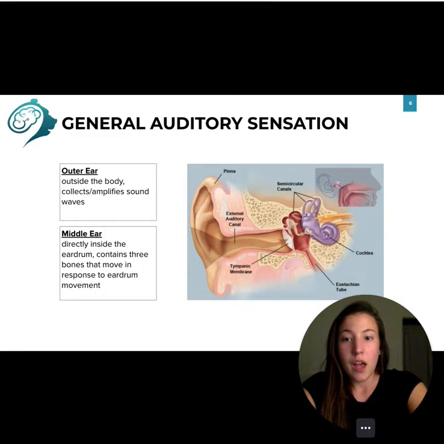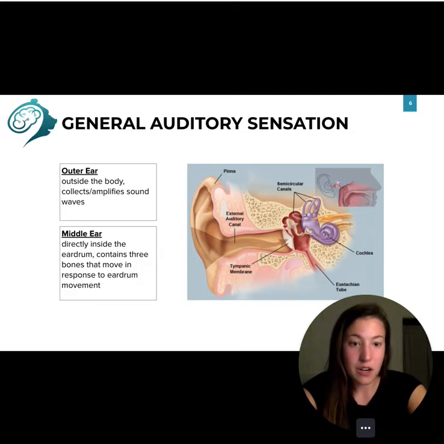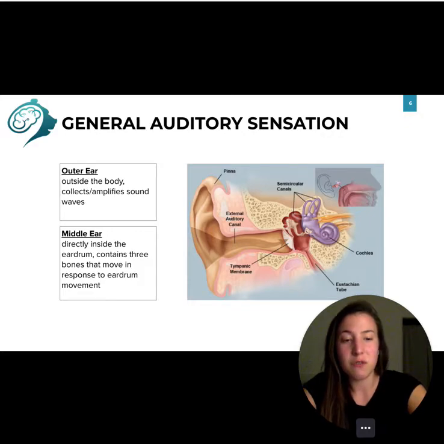So how does all of this information get to the auditory cortex in the first place? Sound processing begins with the ear. There are three relevant sections: the outer ear, the middle ear, and the inner ear. So the outer ear is all that's outside the body, pretty self-explanatory. The middle ear is directly inside, behind the eardrum, and it contains three bones. And then the inner ear is a series of tube-like structures, and we'll talk about that on the next slide.